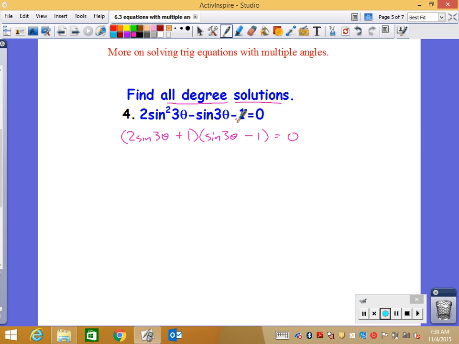Again, if we were to FOIL that back out, we'd end up right back where we started. So I'm going to take both of them and set them equal to 0 separately, and I won't show the intermediate steps, but for the first one, I end up getting that sine of 3 theta is equal to -1/2. And on the second one, sine of 3 theta equals +1. So now I want to take the inverse sine of both sides, so I end up getting that 3 theta is equal to inverse sine of -1/2.